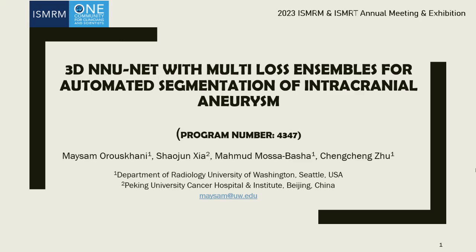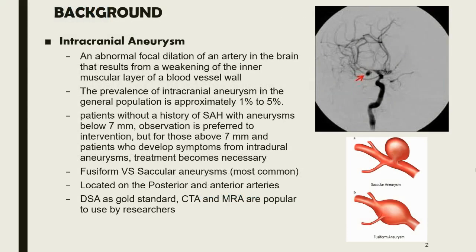In this project, I'm thinking about intracranial aneurysm segmentation using deep neural networks. An intracranial aneurysm is an abnormal focal dilation of an artery in the brain that is caused by the weakening of the blood vessel wall. Generally, 1 to 5% of the population is affected by brain aneurysms. Intracranial aneurysms can be classified and categorized in different ways, such as size, shape, and location.